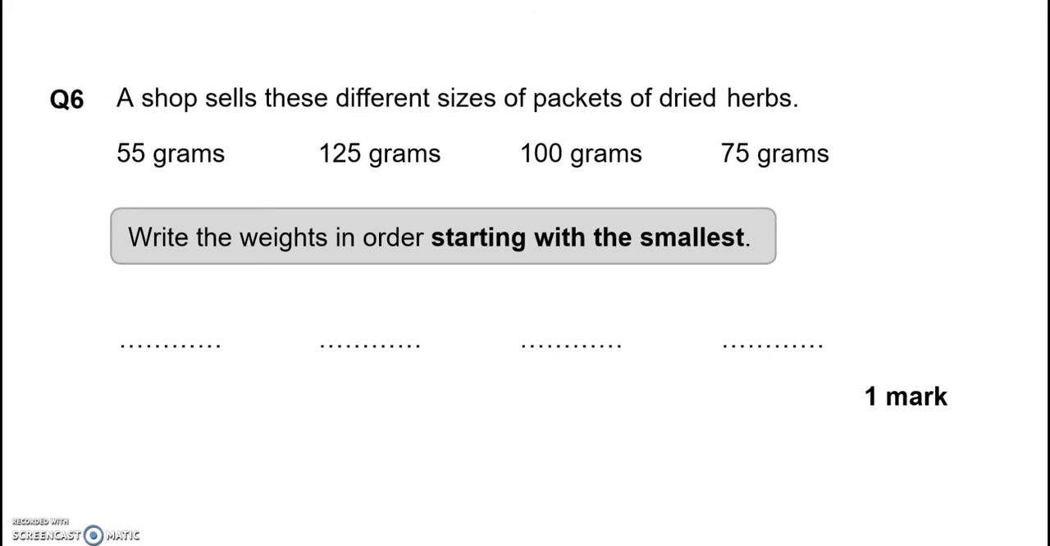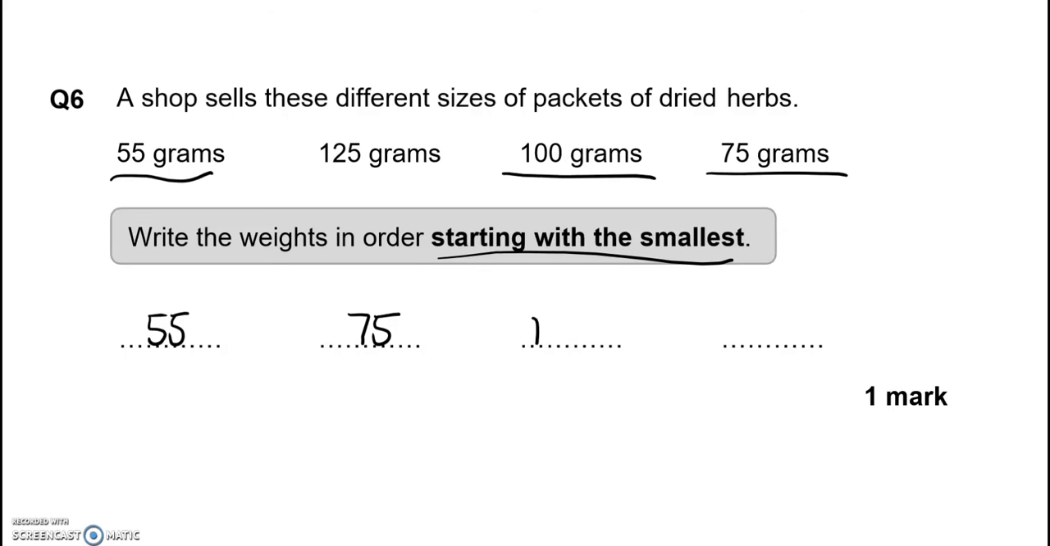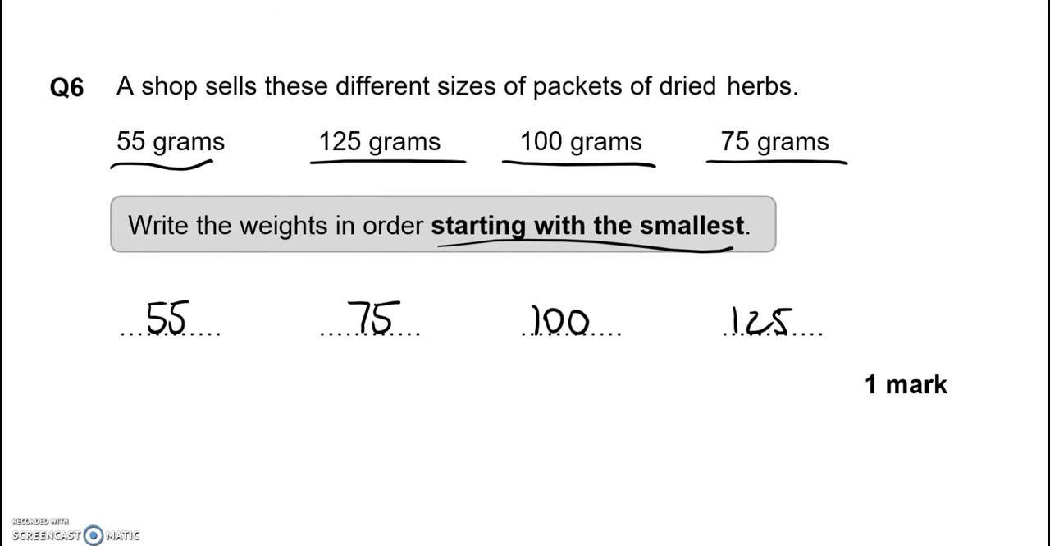Question 6. A shop sells these different sizes of packets of dried herbs: 55 grams, 125 grams, 100 grams, 75 grams. Write these weights in order starting with the smallest. So which one of these is the smallest? The smallest number here is 55. And then we have 75, 100, 125. Let's just add the g's as well to show grams.